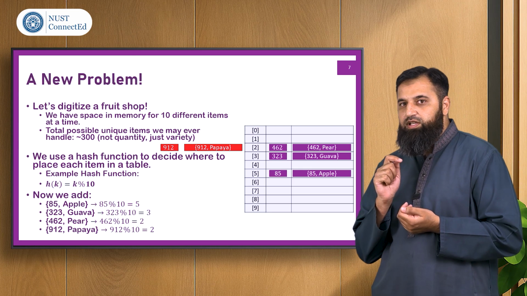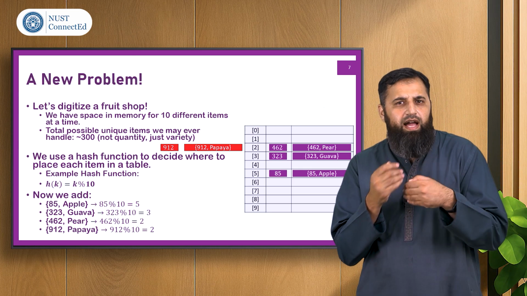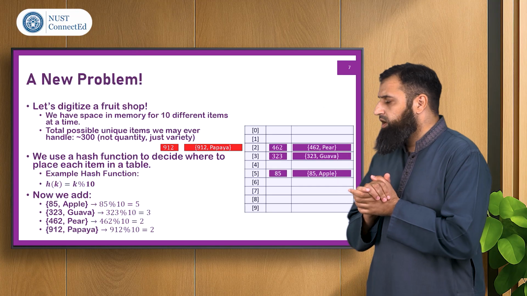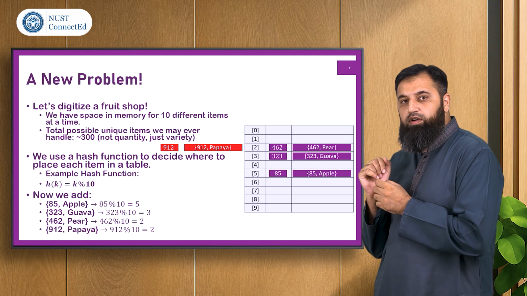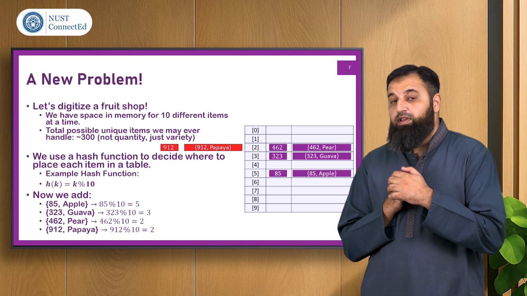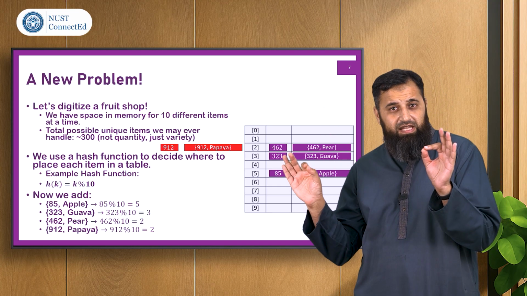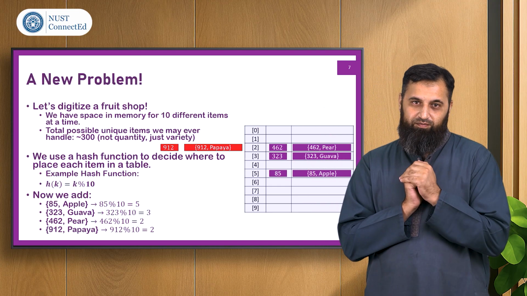Now, we want to insert papaya. When we hash papaya's key, it also maps to index 2. But index 2 is already taken by pear. We have just encountered a collision. Two different keys mapping to the same slot.